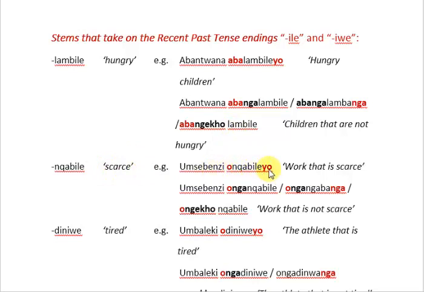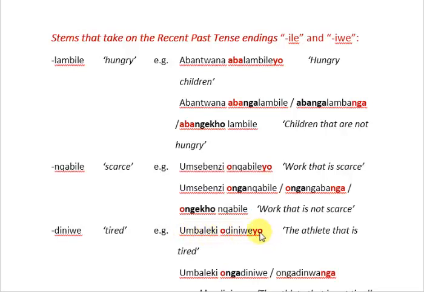Nqabile, umsebenzi onqabileyo, work that is scarce. Umsebenzi onganqabile, or onganqabanga, or ongekho nqabile. The nge there because the ko is not a verb. There could be some debate about this, but it does not function in the same way as do the other words. So that is something to be careful of. Not ongakho, but ongekho nqabile, for example.